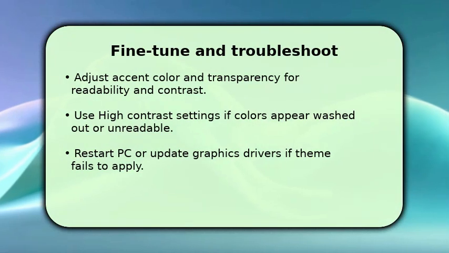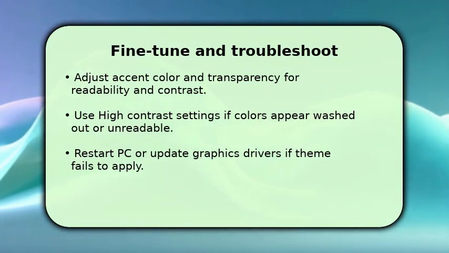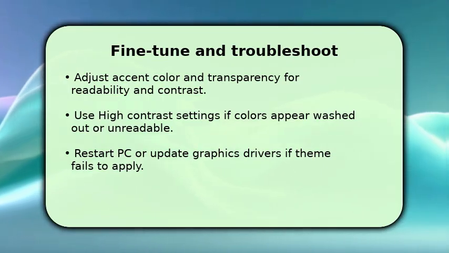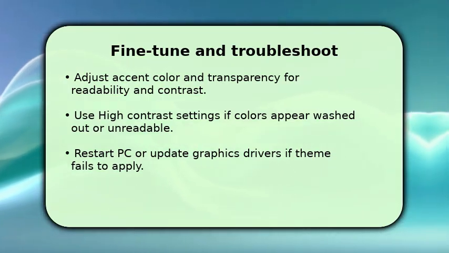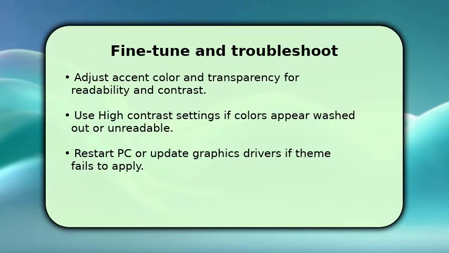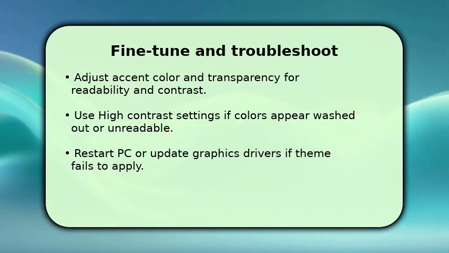Complete the setup by fine-tuning accent color and transparency so text remains readable against darker backgrounds. If some UI elements still look off, open high contrast settings to select a compatible palette. This helps accessibility. Once finished, restart your PC to ensure all apps and system UI adopt the theme.